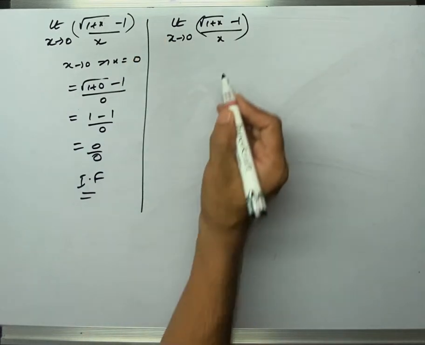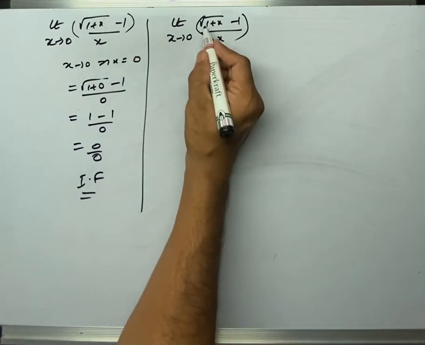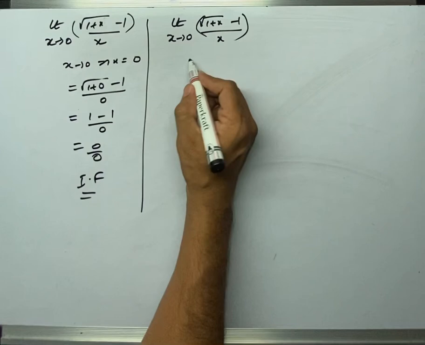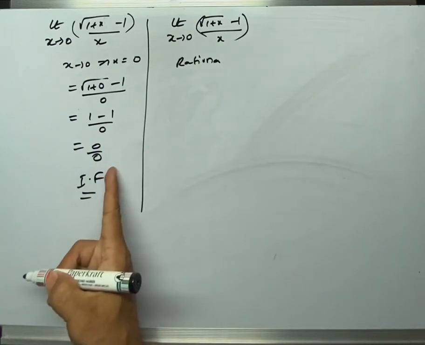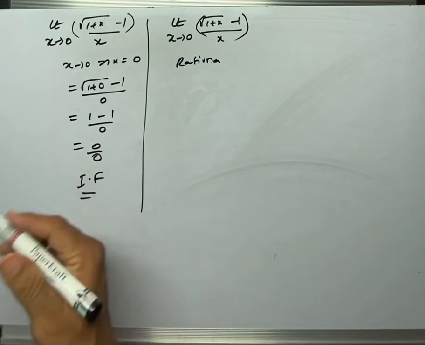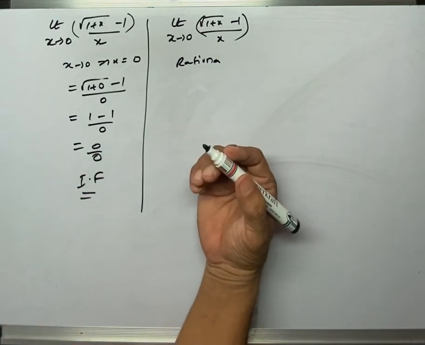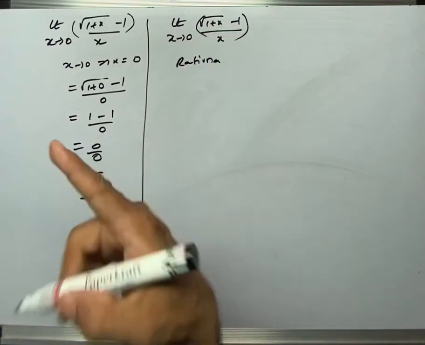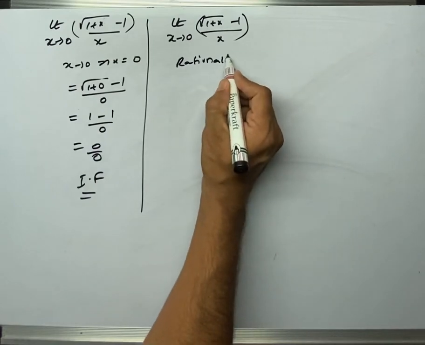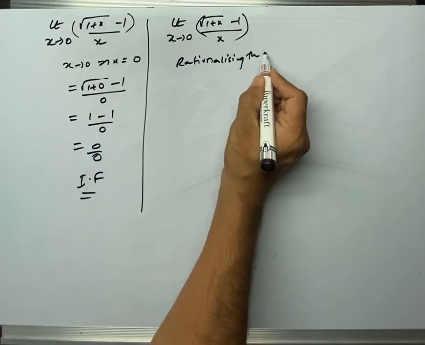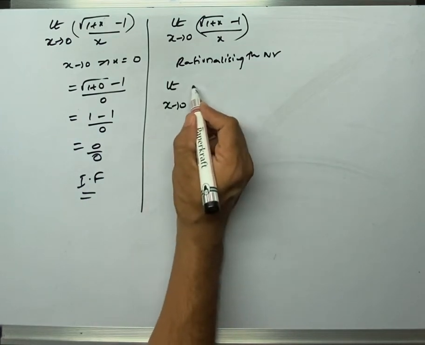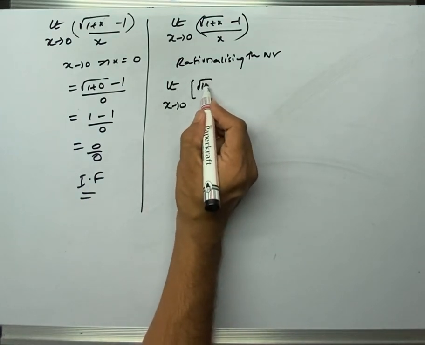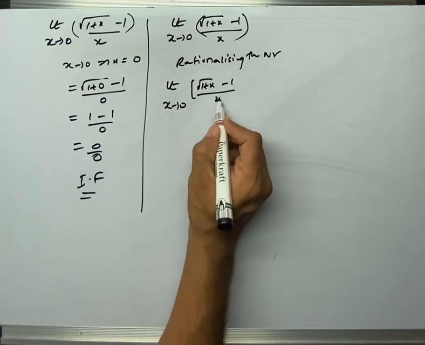Now, if we have this one, we can't factorize it. So we have to rationalize this one. See, if the direct method gives 0 by 0, we have to move for factorization if possible. Factorization is not possible. That's the reason we are going for rationalizing the numerator. In 9th class you might have learned this rationalization. If not, remember it now, you can do this.